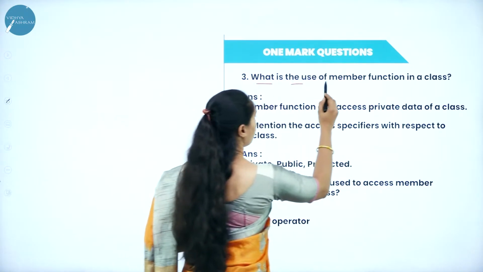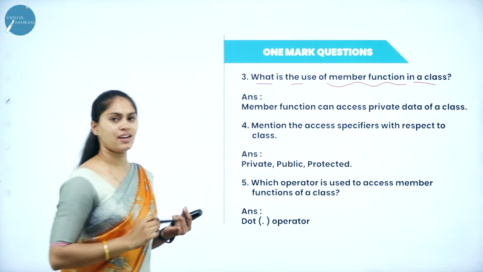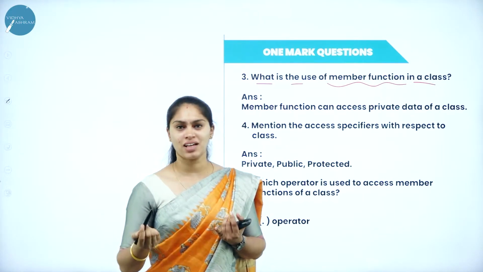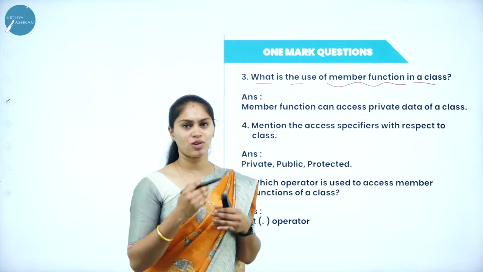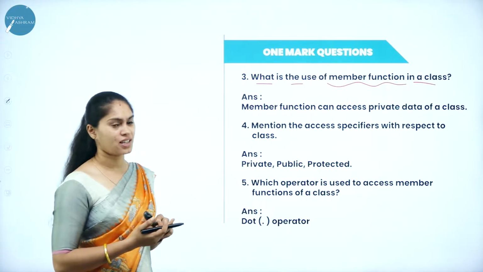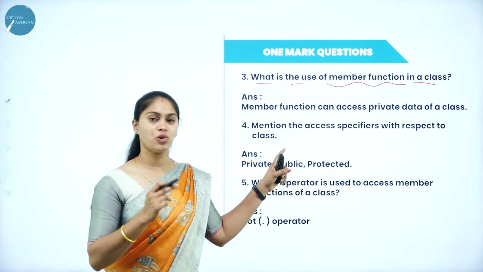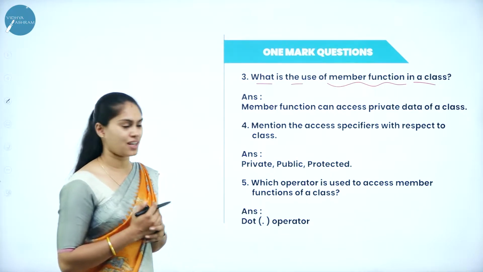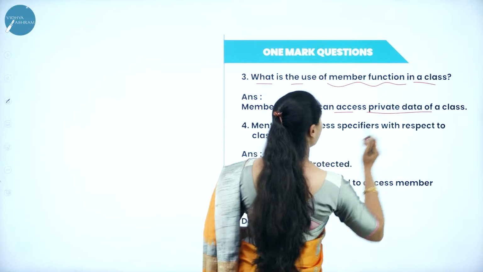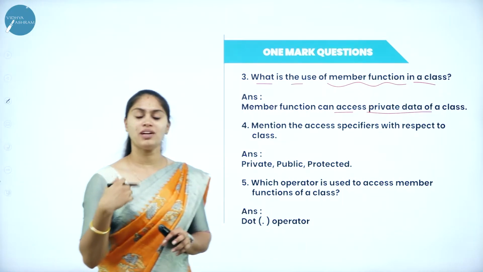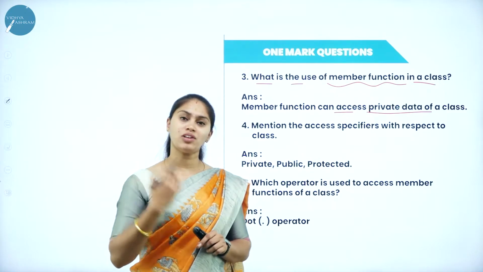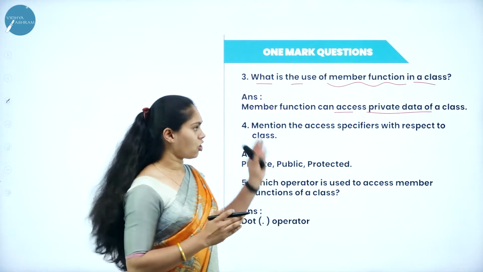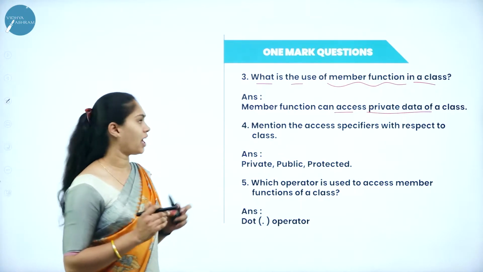And what is the use of member function in a class? If I consider a class, we have data members and member functions. The data members are the variables, and member functions are the functions which we have in a class. They are not asking you the definition. They are asking what is the use of having this member function in a class. It is to access the private data of a class. Because as we all know, we can't access the private data outside a class. If I want to access the private data, then it is mandatory to have a member function in a class.